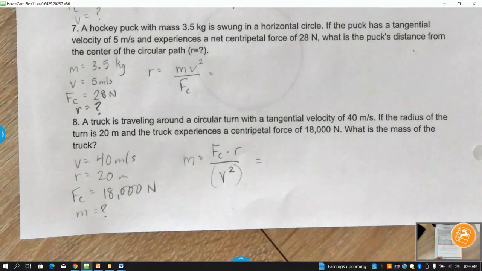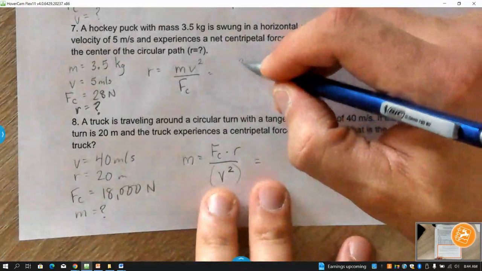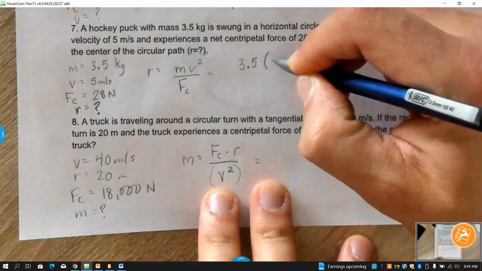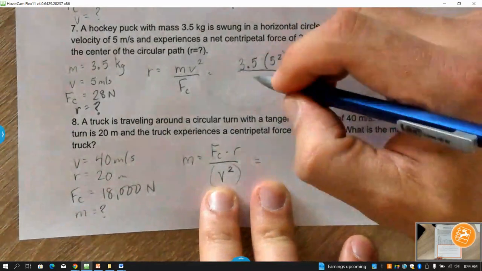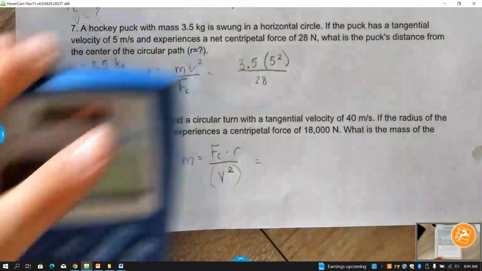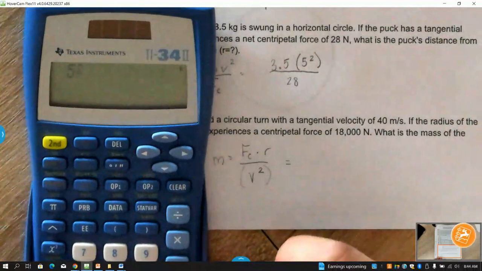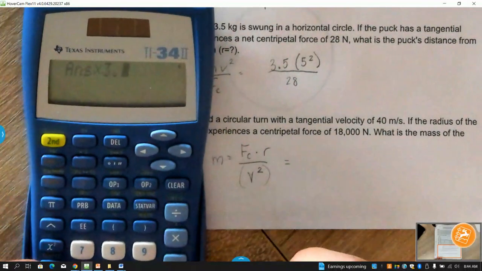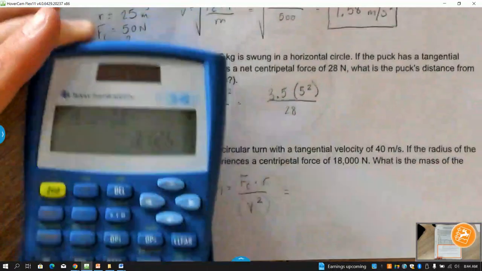When you square a number, like on top, mv squared, do you not square v before you multiply? I do, yeah. I like to do v squared and then divide by whatever else I need. So in my calculator, I'm always doing that first if I can. My 5 squared first, then times whatever else, and then divided by the last thing.